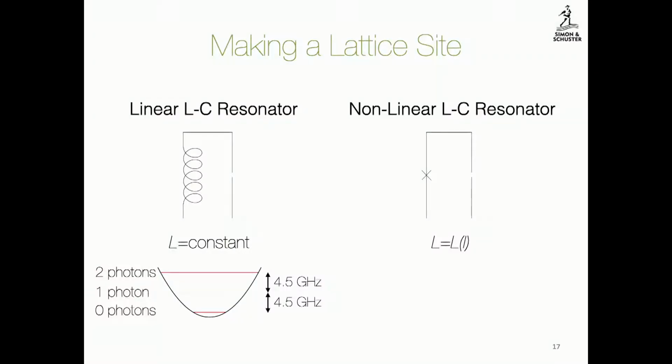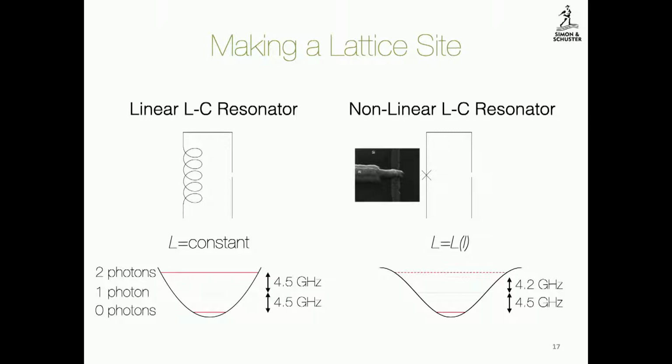The simplest object you can put in that does that at the single photon level is a Josephson junction. Without saying more than that, you can now understand this system as if your first photon that goes into this resonator has to have an energy of 4.5 gigahertz. The second one, to be resonant, needs to have an energy of 4.2 gigahertz. So this is an attractive interaction between my photons of about 300 megahertz.